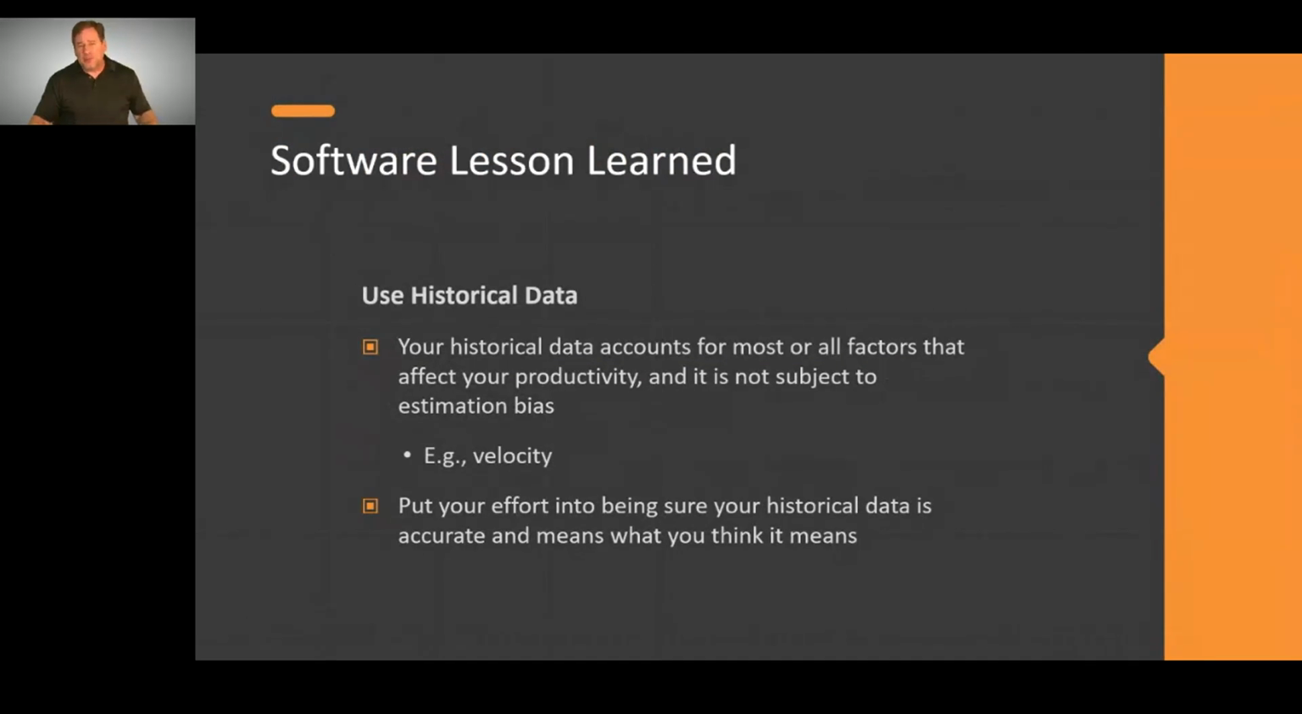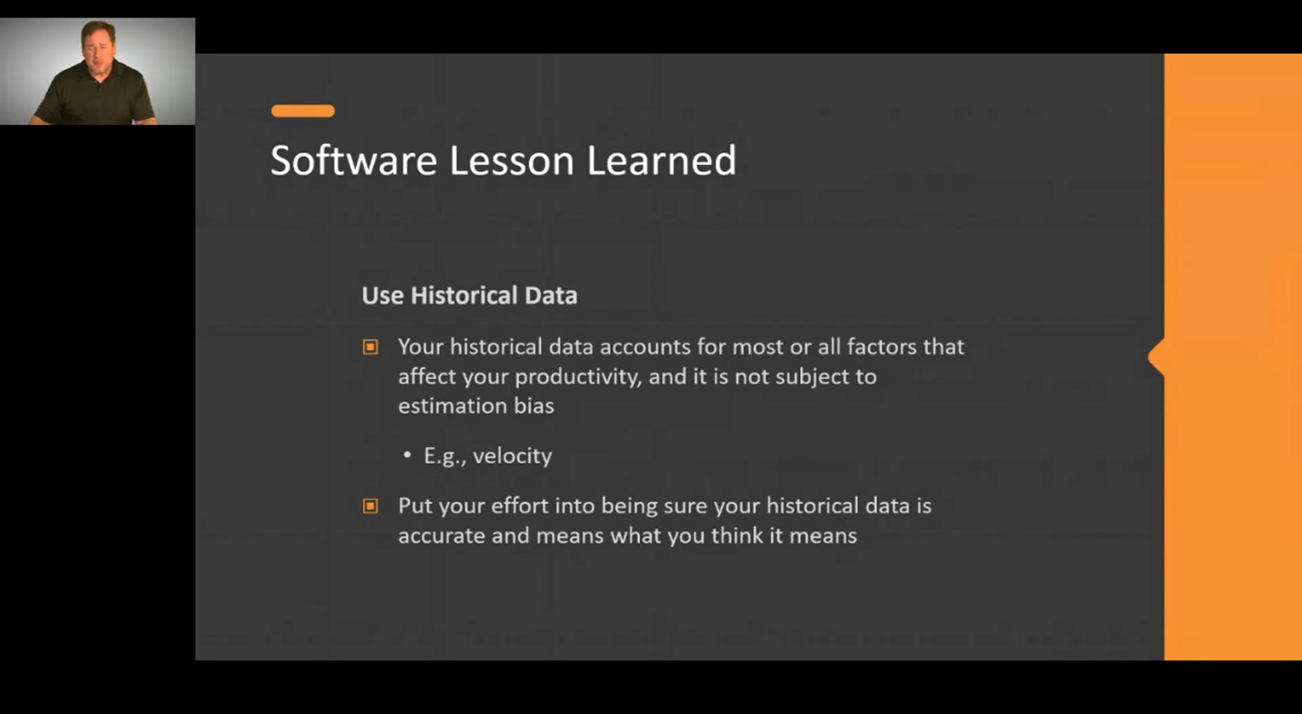So I think the software lesson learned here is use historical data. And in the software context, the historical data accounts for most or all of the factors that affect your team's productivity. And it has the additional advantage that it's not subject to estimation bias. So like velocity in an agile context is a tremendously useful estimation or forecasting tool, because the velocity that's calculated for your team includes implicitly all the assumptions about what the productivity influencers on your team's output really are.